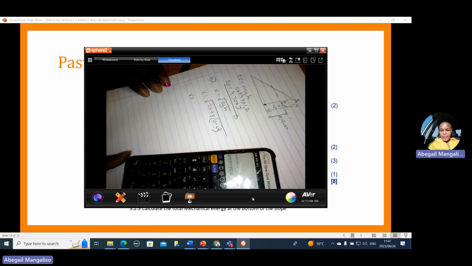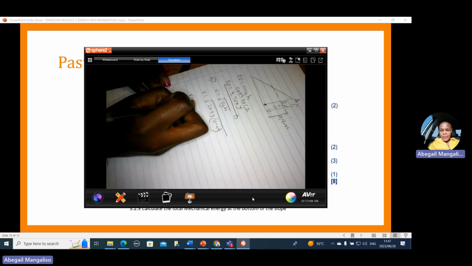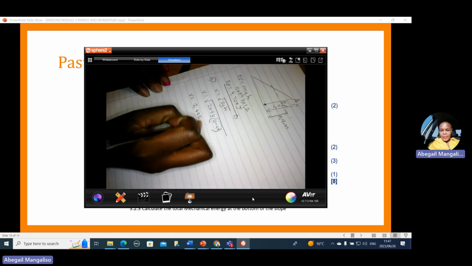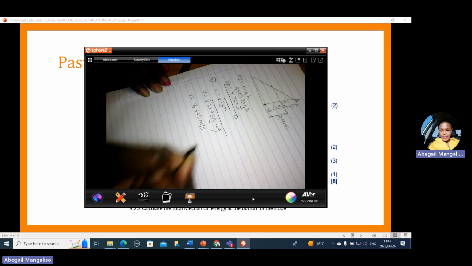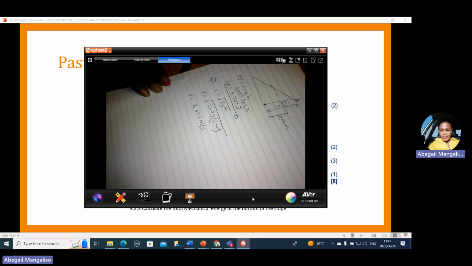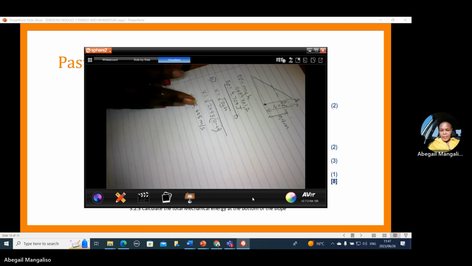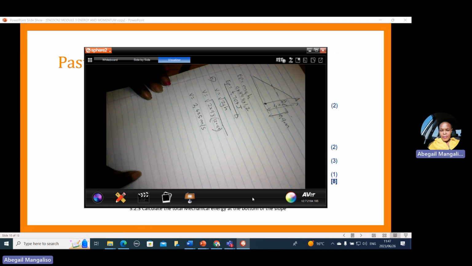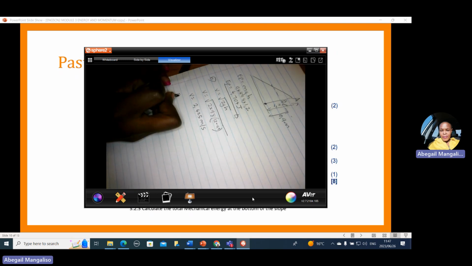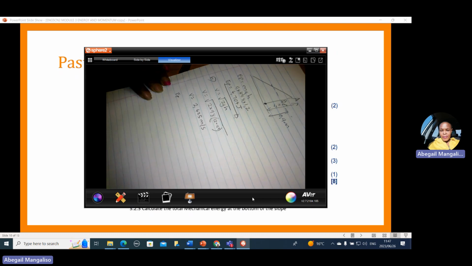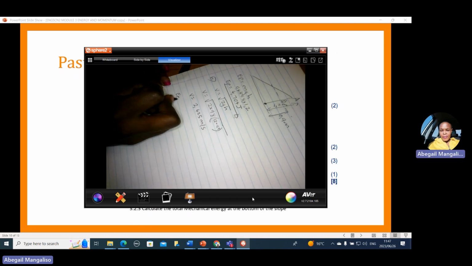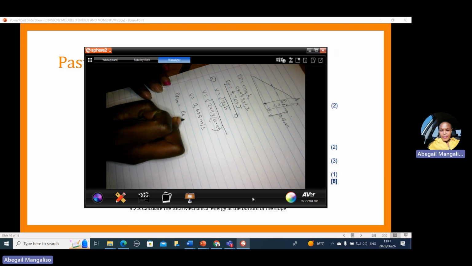You got 2.425. Velocity is measured in meters per second. Now, a question can be specific and say calculate velocity, but use the law of conservation of energy. That means that they don't want it this way. When using the law of conservation of energy, we need to get the kinetic energy. EP loss is equal to EK gain.